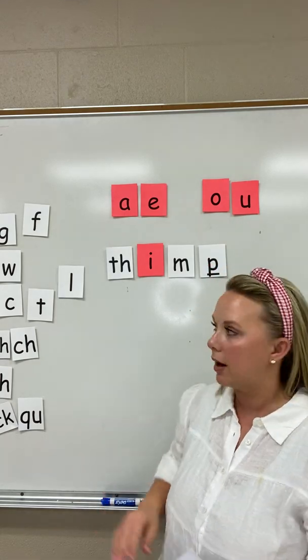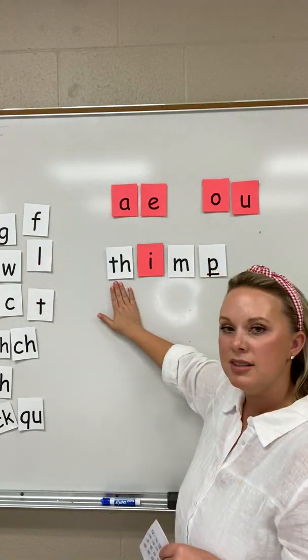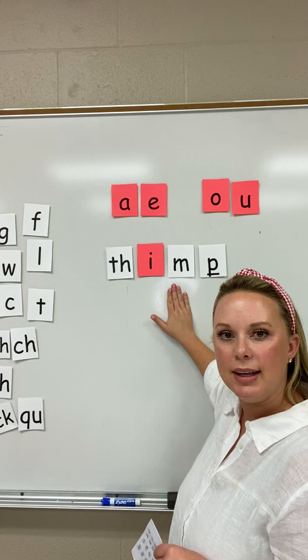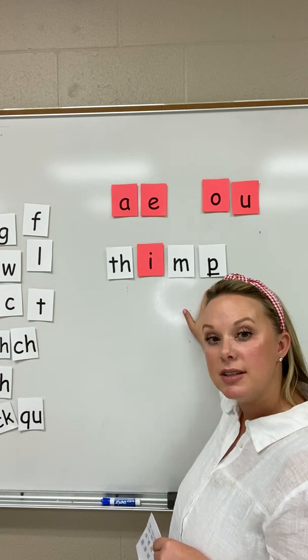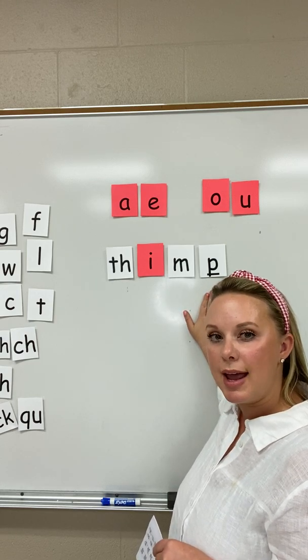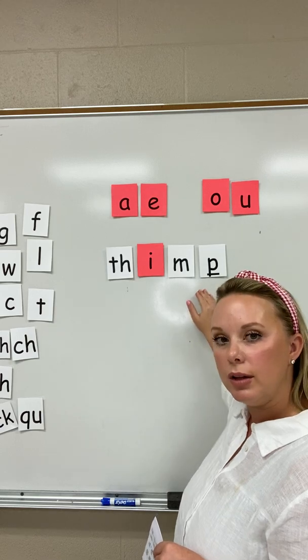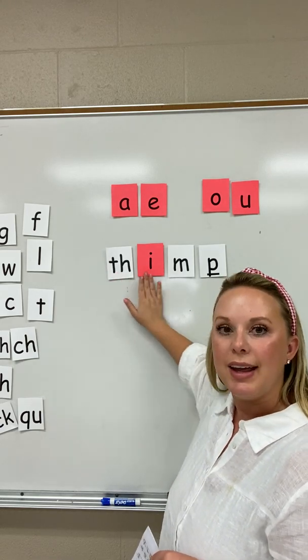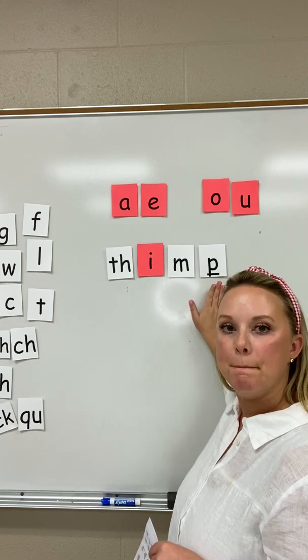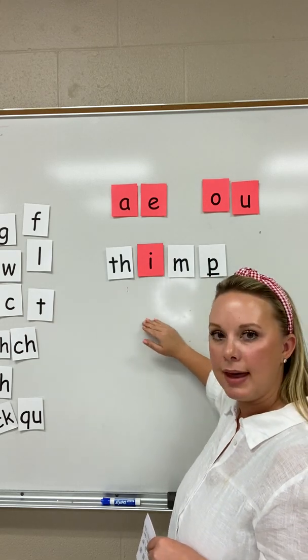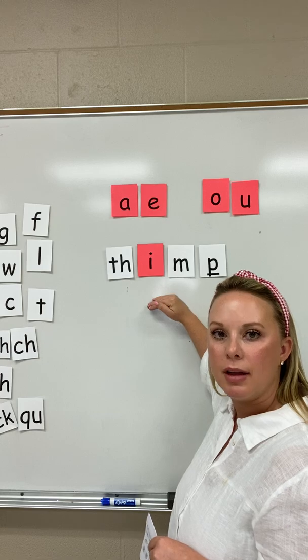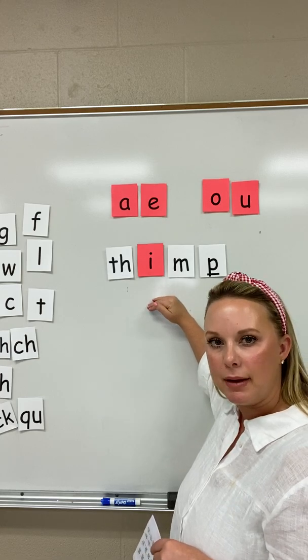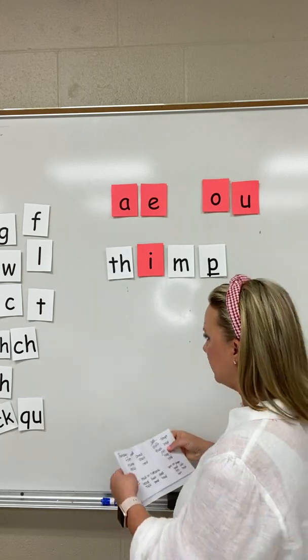Take a look at this word. T-H-I-M-P. I'm going to touch and say each individual sound. Read it slowly and then read it fast like a real word. Thimp. This word is thimp. Let's do another.